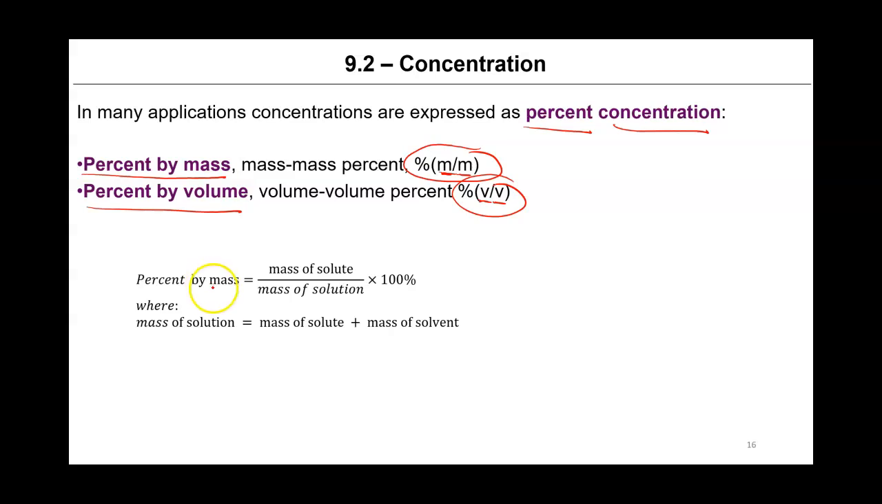So if I want to calculate the concentration of a solution in percent by mass, what I have to do is take the mass of solute, divide by the mass of the solution, and times by 100. Now there's only one thing to be mindful of: the solution includes both the solute and the solvent, so you might have to add the masses of two things together in order to get the mass of the solution.